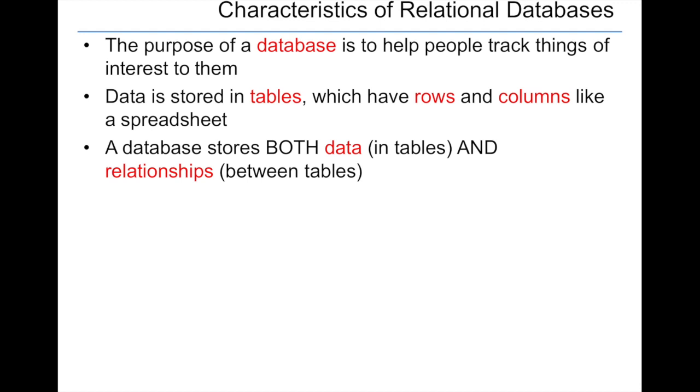Okay, so let's take a look at the characteristics of a relational database. The purpose of a database is to help people track things that interest them. Data is stored in tables, which have rows and columns like a normal Excel spreadsheet. A database stores both data and relationships. This is the big key here for a database versus a normal Excel spreadsheet: this isn't just going to be data stored in tables, but there will be relationships that bind these tables together.